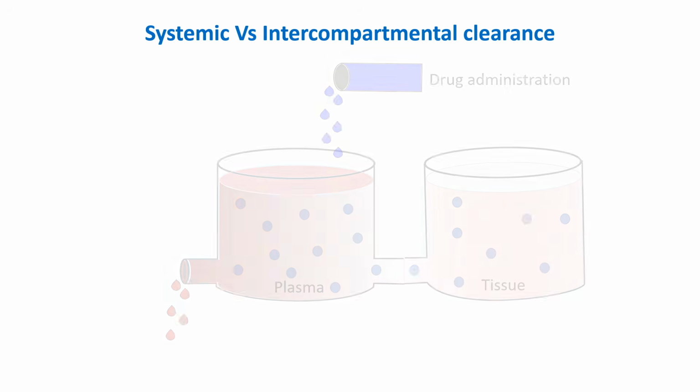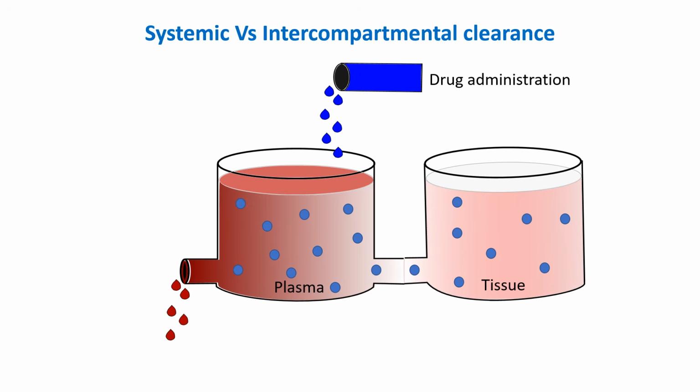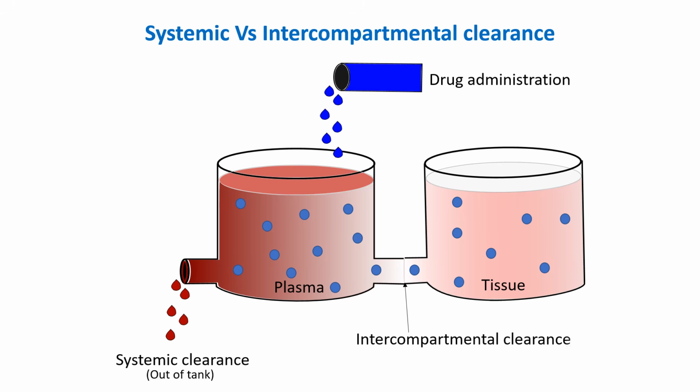Two processes contribute to drug clearance. These are systemic clearance, which we can call out of the tank, and intercompartmental clearance, which is between the tanks. Intercompartmental clearance refers to the rate at which a drug moves between different compartments within the body. Compartments in pharmacokinetics refer to conceptual spaces where the drug can distribute, such as the central compartment and peripheral compartments. This type of clearance deals with the distribution of drug between different organs. We have thoroughly discussed them in the compartment model video.